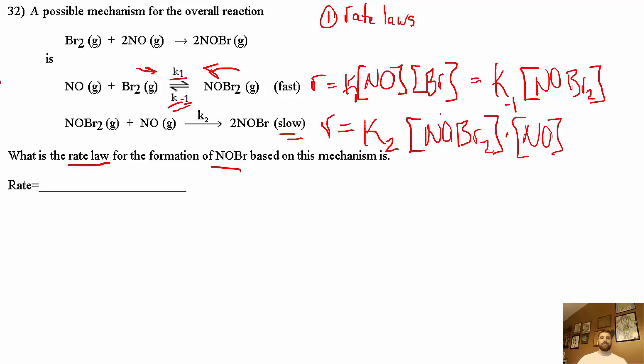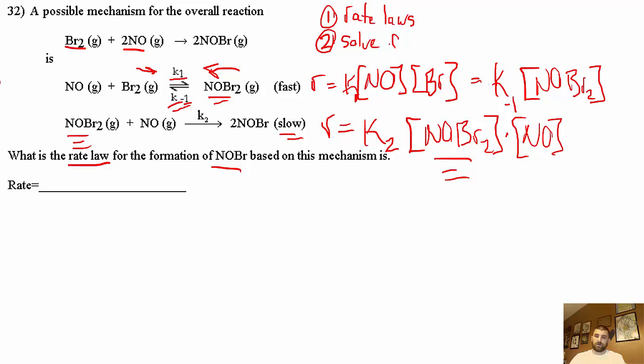Now there's an issue here. If we take a look at the elementary steps, we can see there's an intermediate, NOBR2. NOBR2 is an intermediate, so we can't leave it there in our rate law because it's not something that we can measure. It's just an in-between step, right? If you take a look at the equation, we have BR2 and NO. So our rate law has to be in terms of BR2 and NO. Can't be NOBR2.